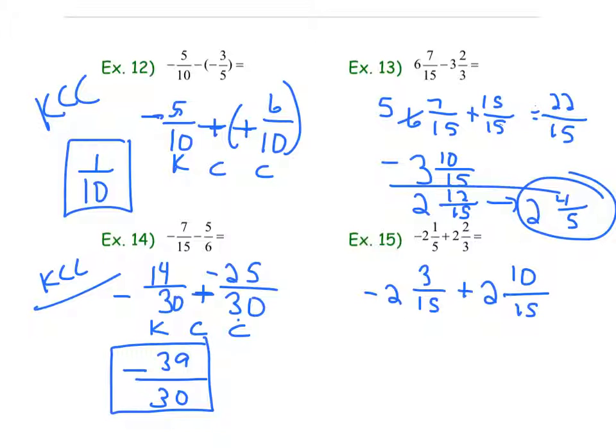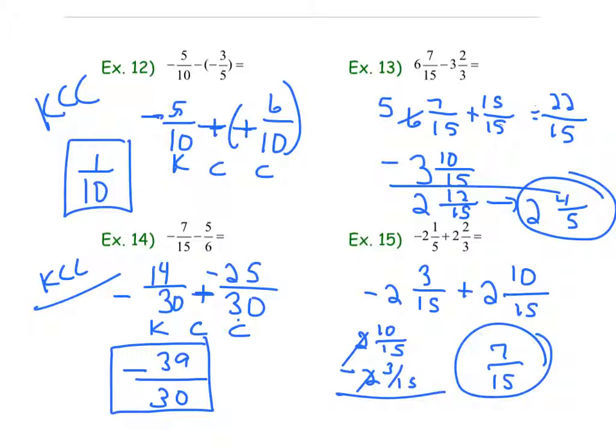All right, now I'm adding a negative plus a positive. So that means I have to subtract and take the sign of the bigger number. So it would be 2 10/15. I have to subtract 2 3/15. My answer is going to be positive because 2 10/15 is positive. So the 2's cancel out. 10 minus 3 would be 7/15, positive. All right, we have two more problems and we're done.